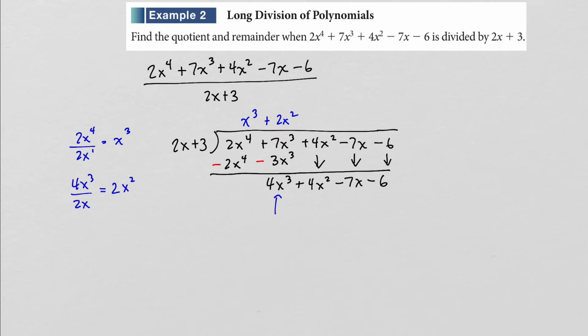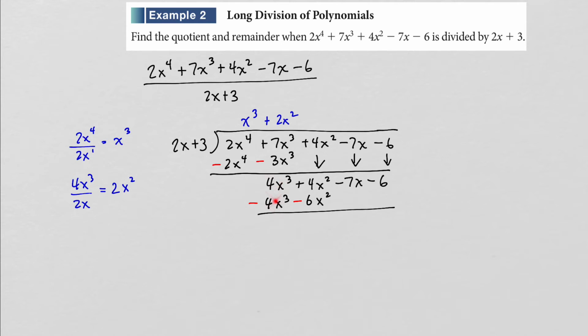And then we do the same thing. We take that part of the answer, just this part, not the whole thing. 2x squared gets multiplied to 2x plus 3. 2x squared times 2x is 4x to the third. And 2x squared times positive 3 is positive 6x squared. And then we have to change the signs. We get that from subtracting.